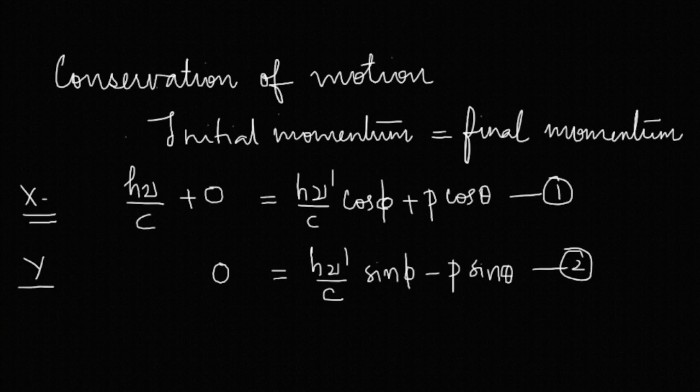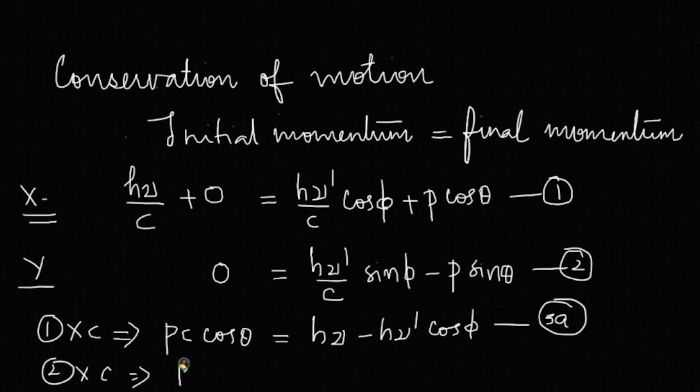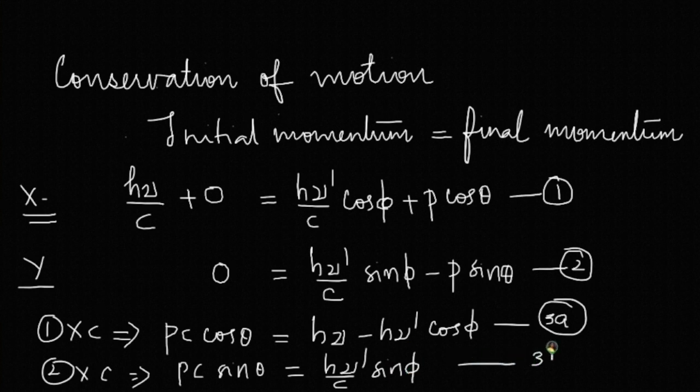You may multiply equation 1 with c throughout and get an equation like this: pc cos theta is equal to h nu minus h nu prime cos phi. Call that equation number 3a. Similarly, equation 2 we may also multiply with c and get an equation of the form pc sin theta is equal to h nu prime sin phi. Let that be equation number 3b.